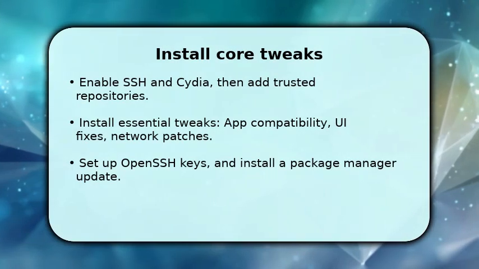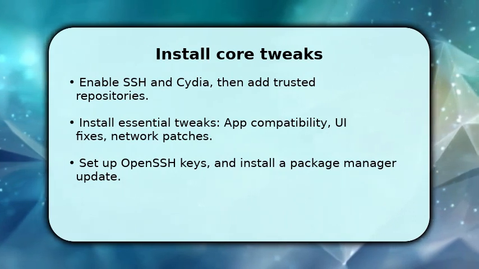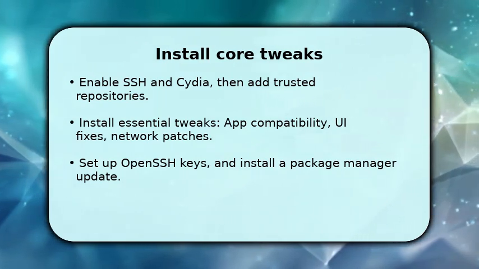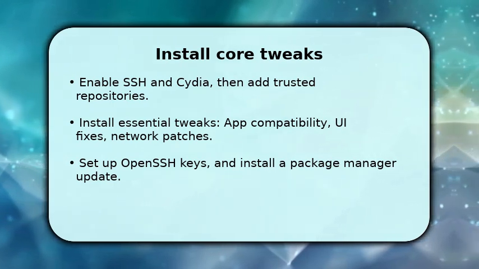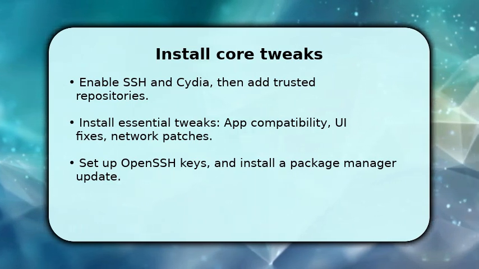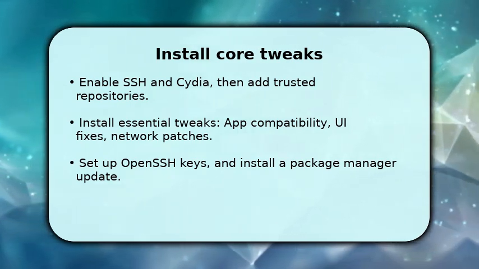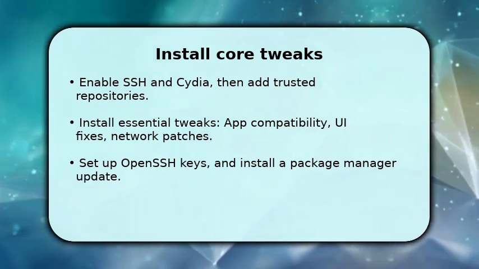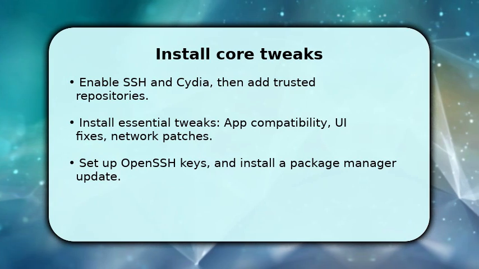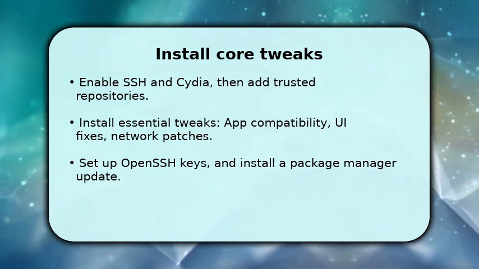You now enter the middle phase where stability matters more than speed. After jailbreak, open Cydia and add only trusted repositories, then install core compatibility tweaks and UI fixes designed for iOS 6. Make sure to enable OpenSSH and replace the default password immediately. Generate SSH keys for safer file transfers.